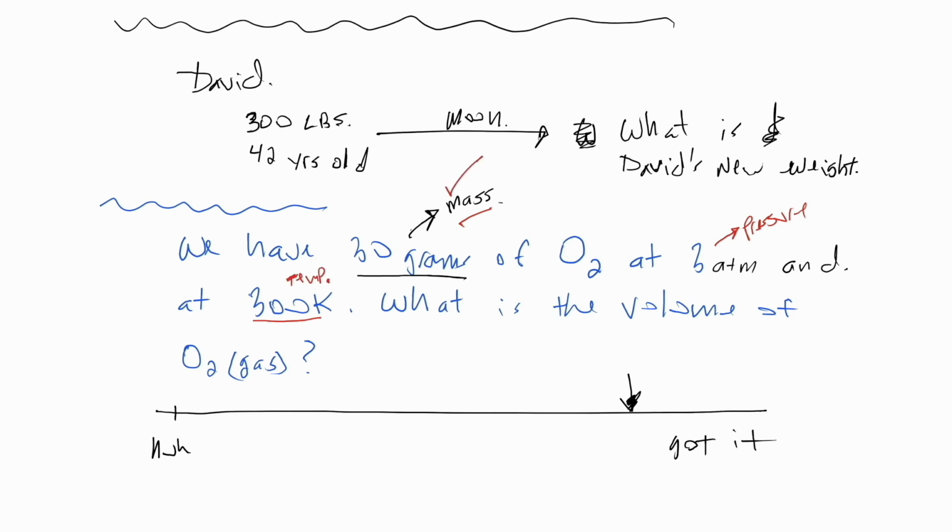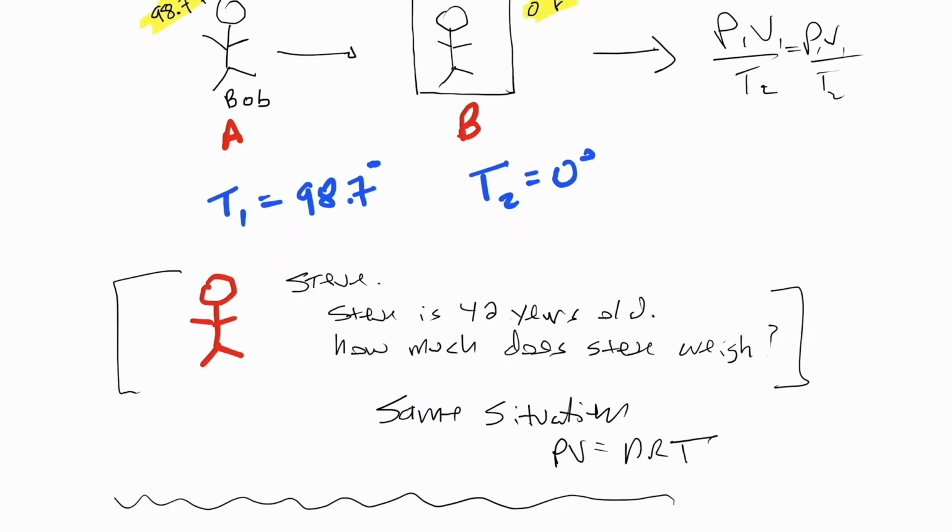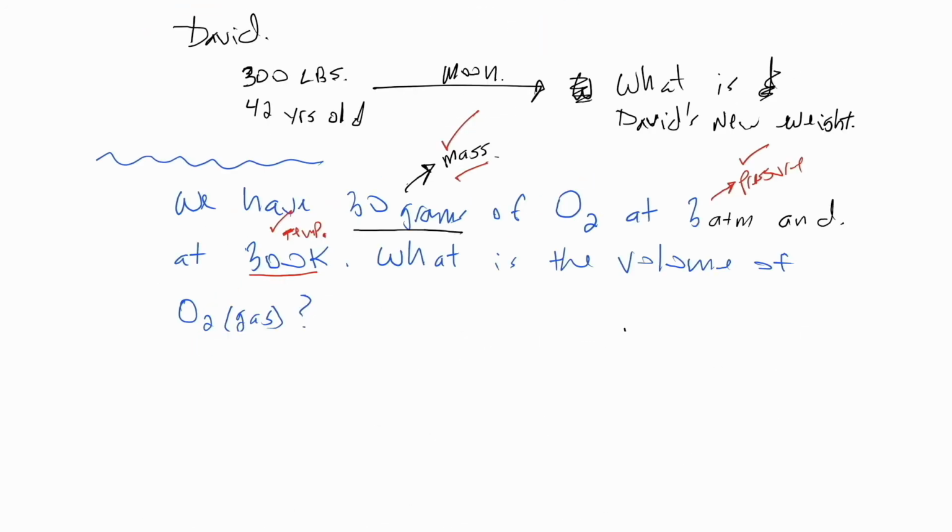Did I change the mass? Did I change the pressure? Did I change the temperature? No. So is that like Steve is 42 years old, how much does he weigh? Or is that like putting Bob in a freezer? It's like finding something else about the same guy in the same situation. We already have his mass. We have his pressure. We have his temperature. Let's just use those clues to get the volume. We're not asking for a new volume. We're not asking for a new temperature. We're not asking for a new pressure. So when you have same situation, it's PV equals NRT.